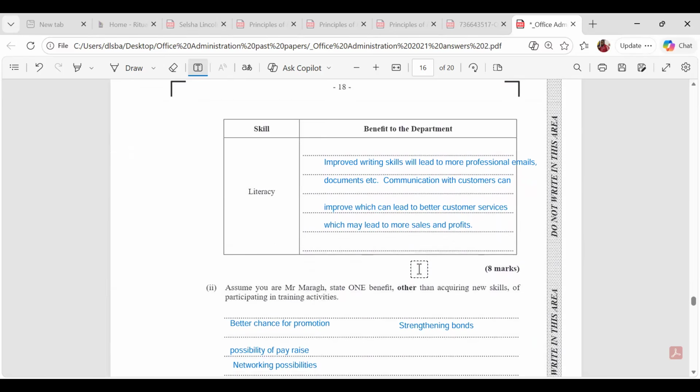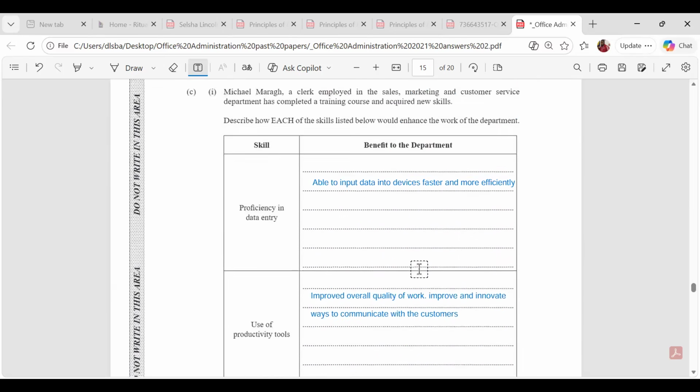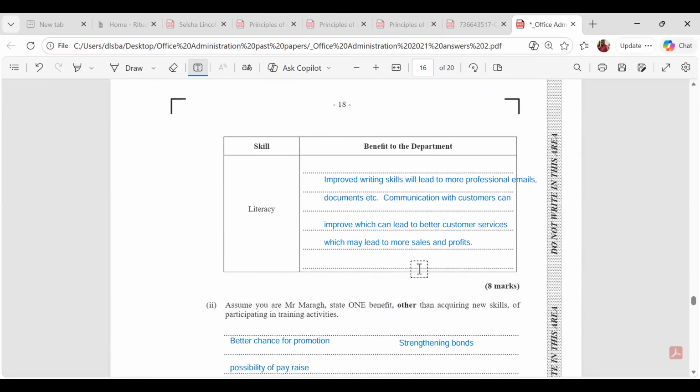Literacy: improve your writing skills, improve your comprehension skills, improve your overall communication. What I would recommend you do, for all of these, make sure that when you're answering them, you're relating them to the department.